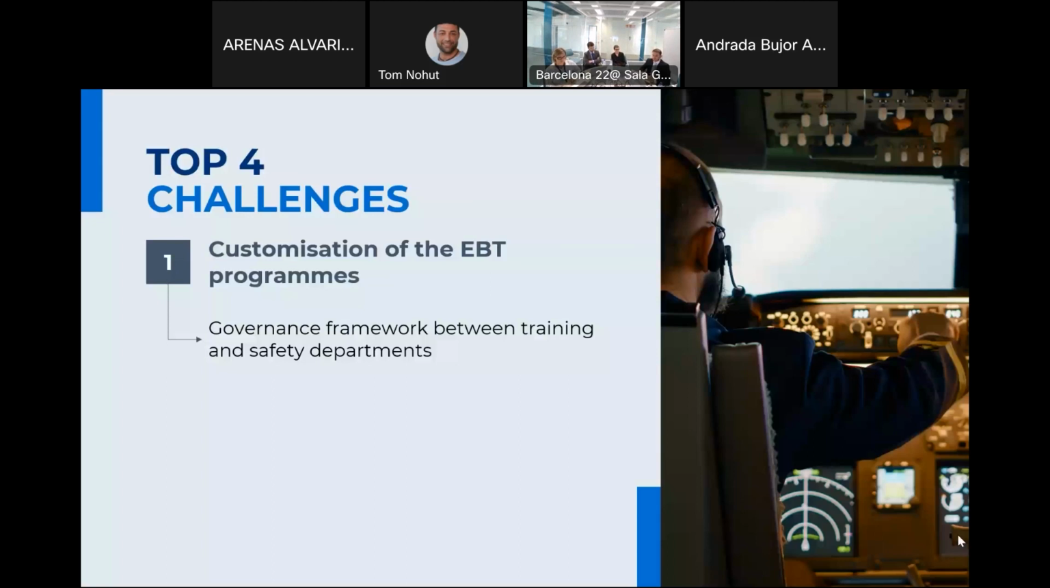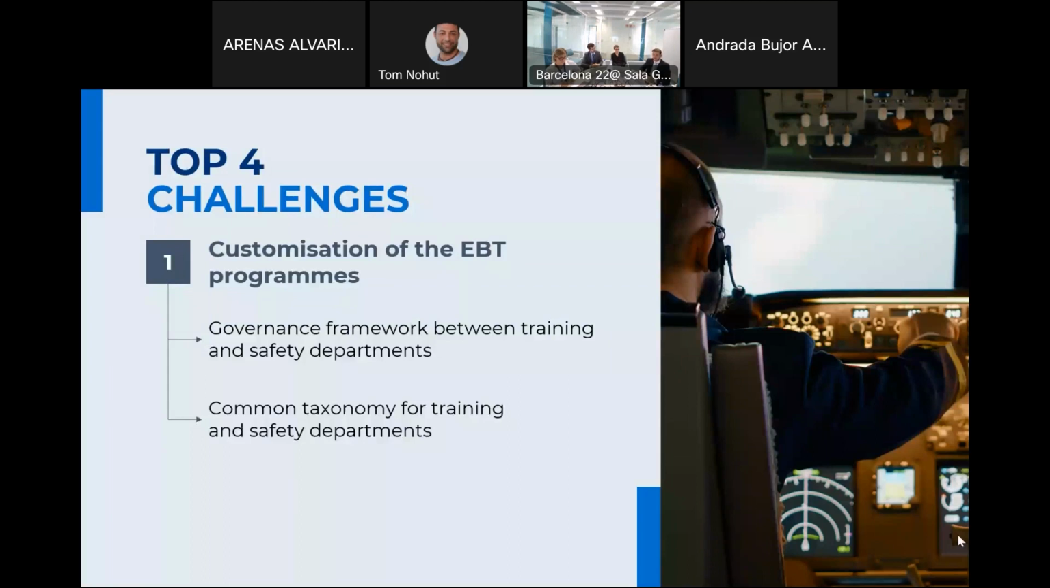So to conclude, and as we were saying before, the provision of safety data to the training department should be further promoted for it to be included in EBT programs. In that way, the operational risk encountered by the safety department can be addressed. And well, in reality, this is also the path towards enhanced EBT.